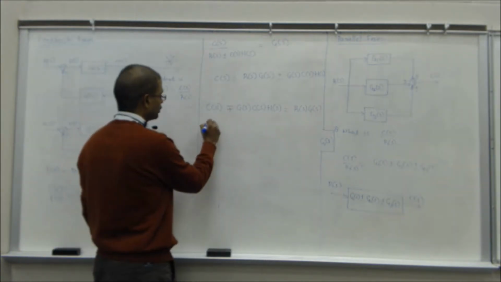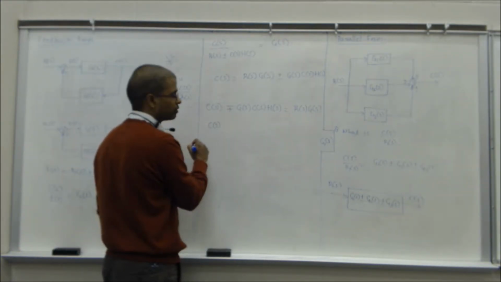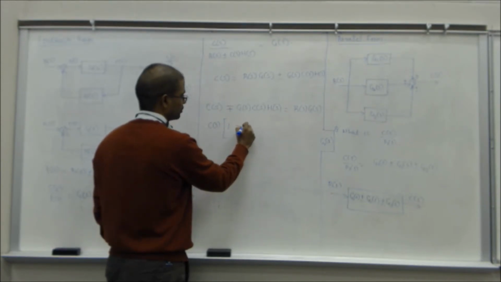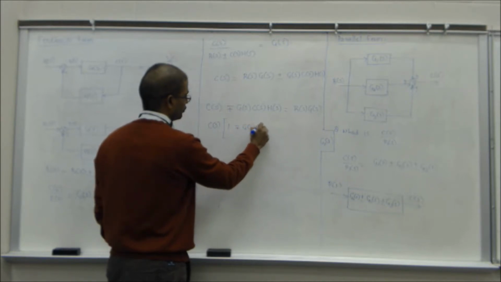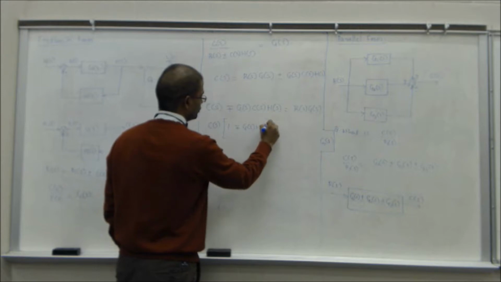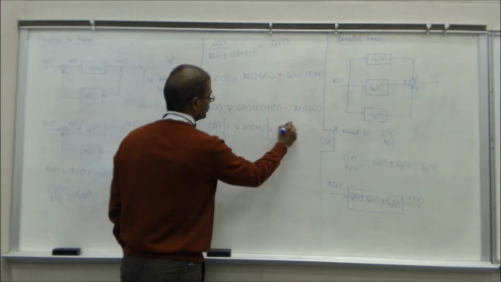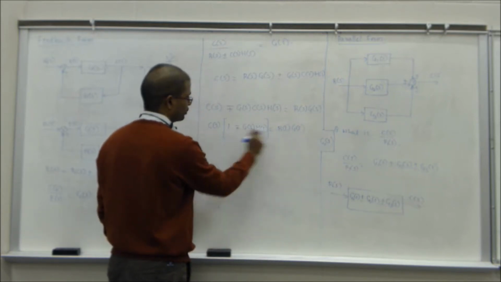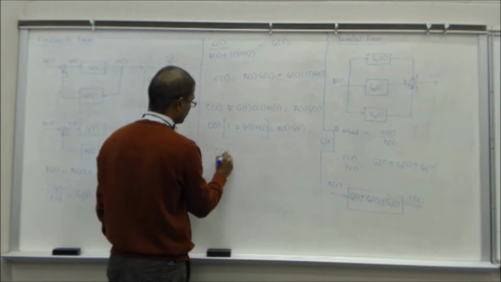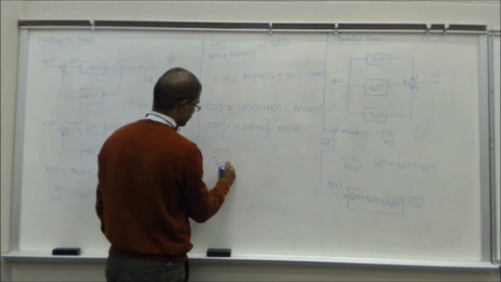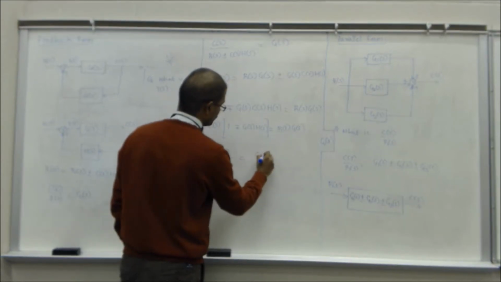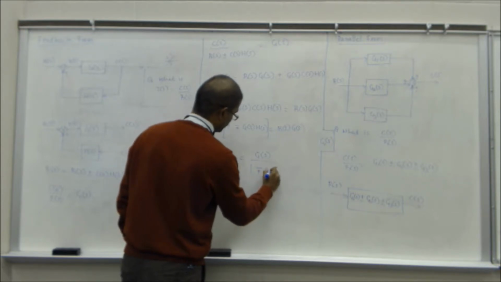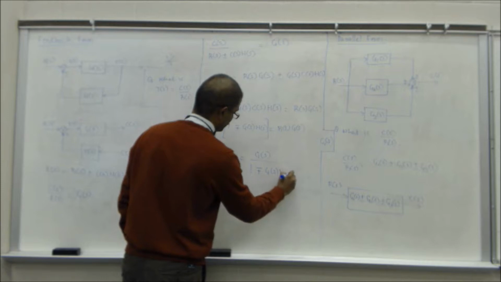Okay. So I'm going to take out C of S common, 1 minus plus G of S, H of S is equal to R of S into G of S. Okay. So if I move R of S on this side and this on the other side, what I'm going to get is C of S over R of S is equal to G of S over 1 minus plus G of S, H of S. Okay.